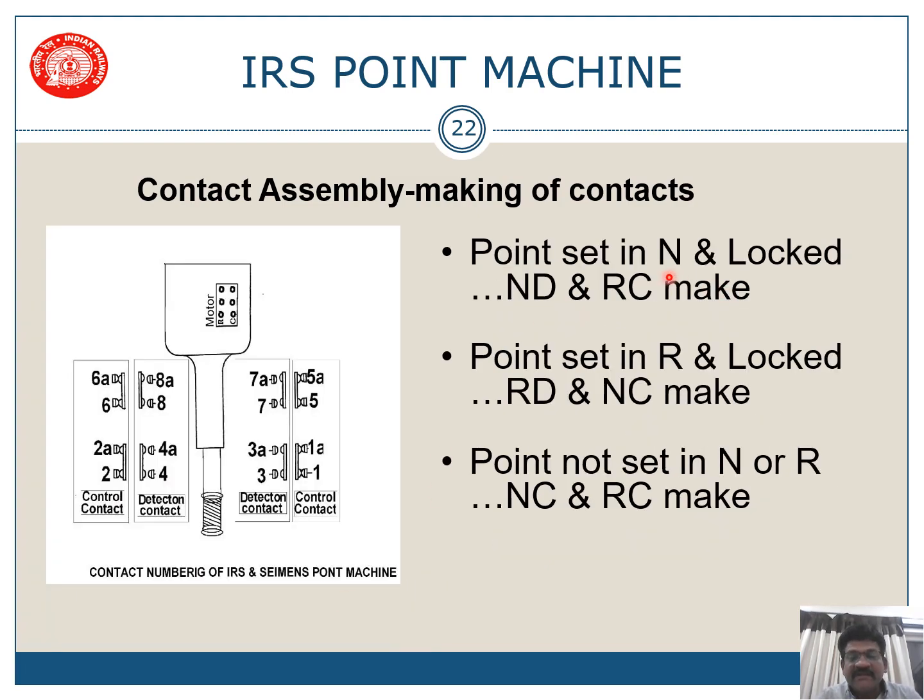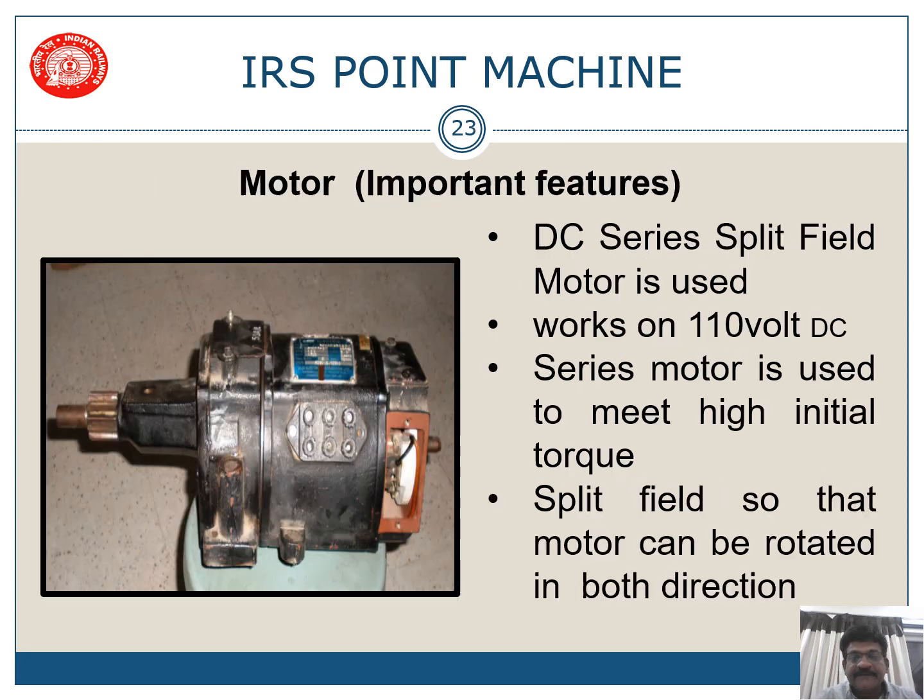Now, when the point is set in normal and locked, normal detection contacts and reverse control contacts are made. Similarly, when the point is set in reverse and locked, reverse detection contacts and normal control contacts are made. While the point is not set in normal or reverse, then normal control and reverse control contacts are made. Both detection contacts break.